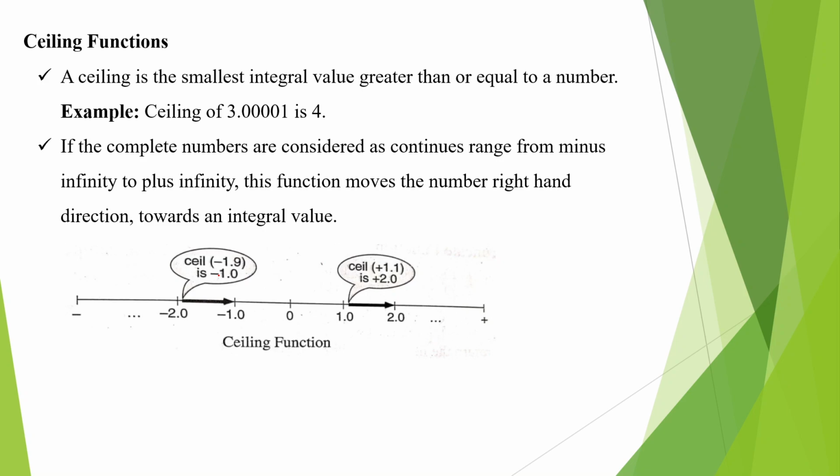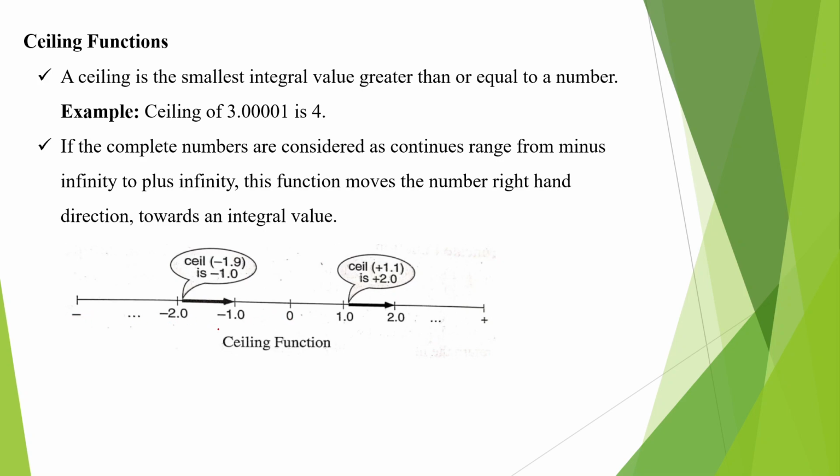Now, what value will the ceiling function select as an integer? Always on the number series. We know the number series will be like this: 0 will be in the center, and on the right hand side we'll have all positives, 1, 2 and so on up to plus infinity, and on the left hand side we will have all negative numbers like -1, -2 and so on till minus infinity.